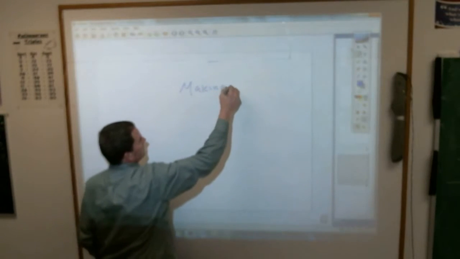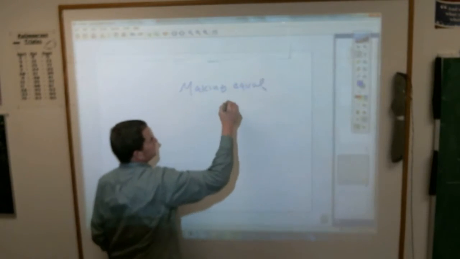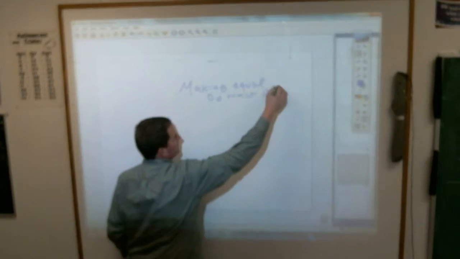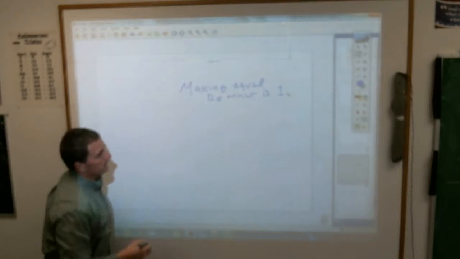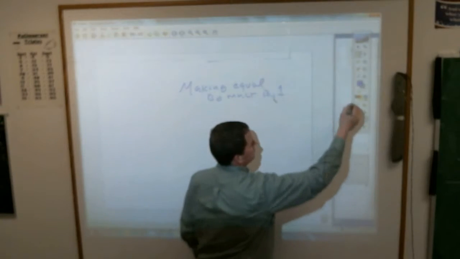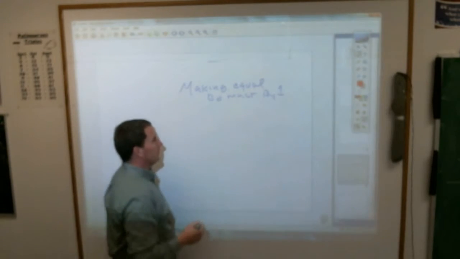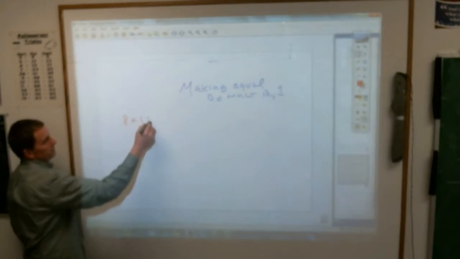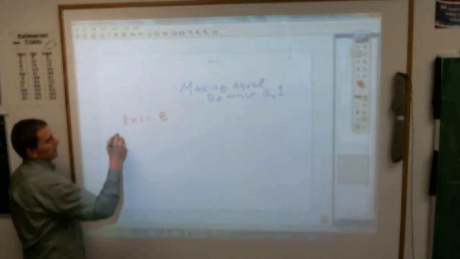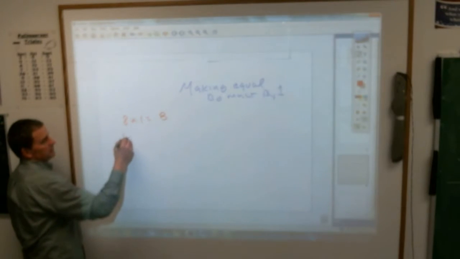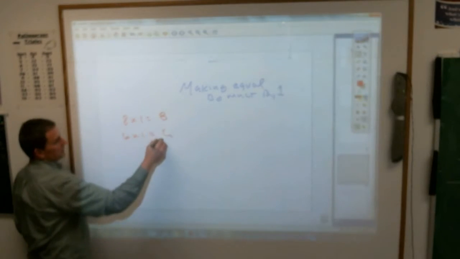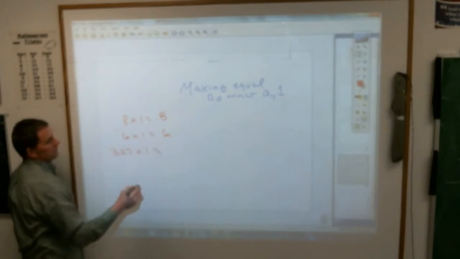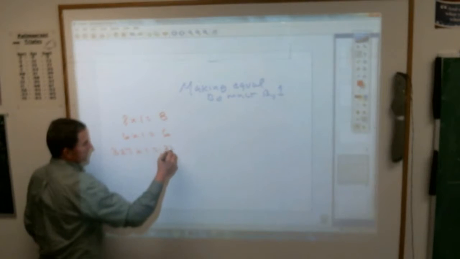Making equal fractions by multiplying by 1. It's based on this thought, children. Anytime you multiply something by 1, let's just say 8 times 1 is what? 8. 6 times 1 is 6. 327 times 1 is going to be 327.